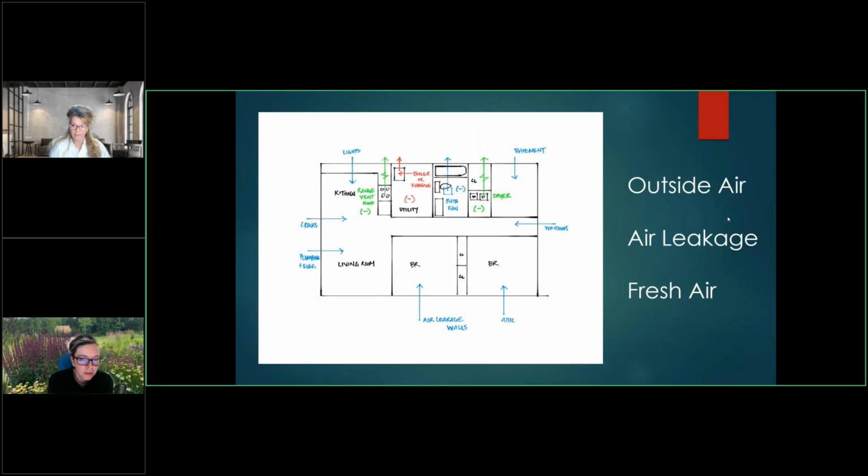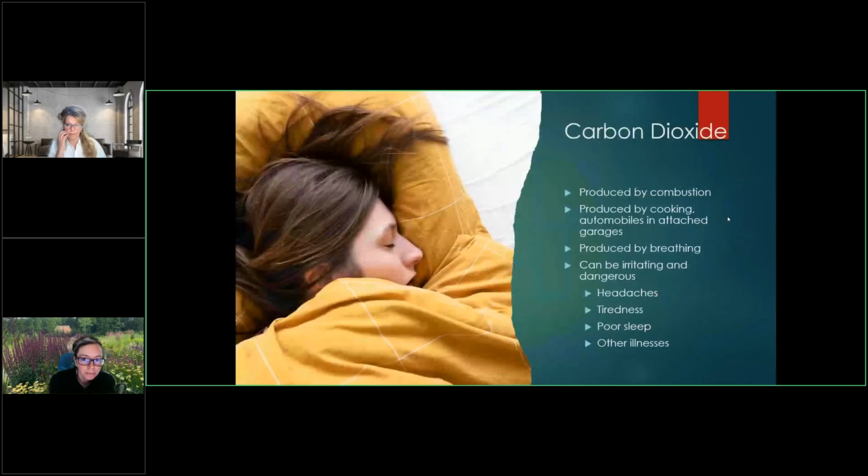So this is just sort of a diagram of which rooms are negative, which rooms might be positive, where the air is leaking inside and outside. And it's not necessarily where you want it to be.